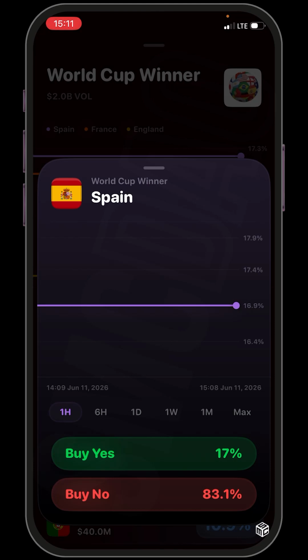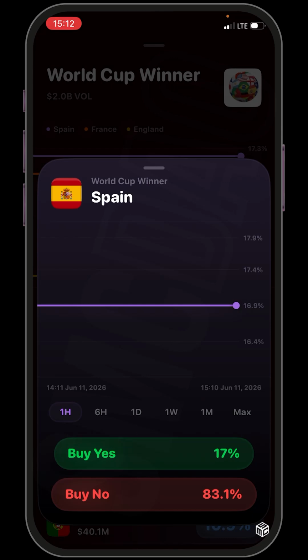If Spain's probability rises from 17% to, let's say, 25%, your shares become more valuable. You can sell before the World Cup ends and take profit. If Spain actually wins the World Cup, each winning share settles at $1. So your 58 shares will be worth $58. And if Spain loses, shares become worth $0.